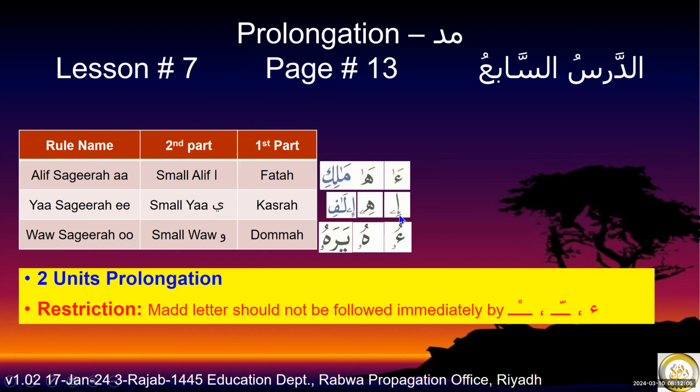So in this case, kasra followed by small ya. This together makes a ya sagira. How many units do you have to prolong? Two units it has to be. You have to prolong. Hamza kasra ya sagira e. Ha kasra ya sagira he.